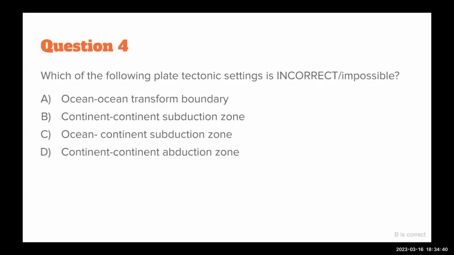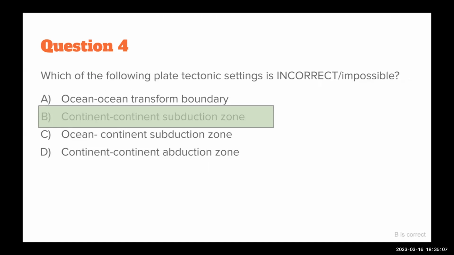Question 4, which of the following plate tectonics is incorrect or impossible? Ocean transform boundary. Yeah, sure, why not? There's nothing saying it can't happen. Okay, let's go to C. Ocean-continent subduction zones. Yeah, can happen.